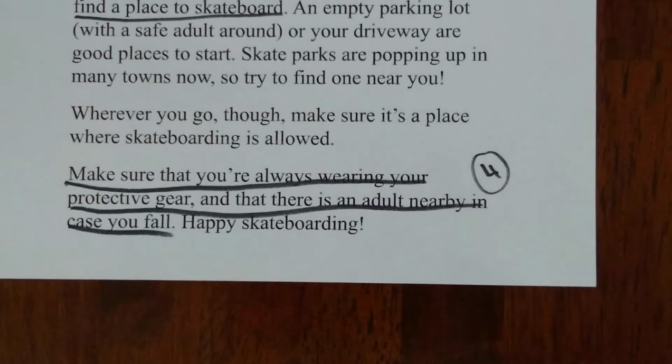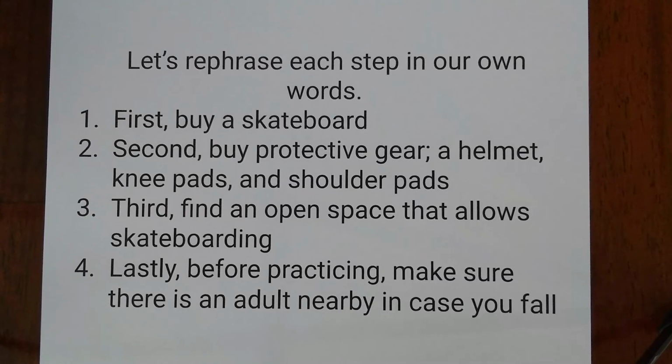Amazing work, everyone. Now that we know the steps from the short story, let's rephrase each step in our own words. So first, we buy a skateboard. Second, buy protective gear, which includes a helmet, knee pads, and shoulder pads. Third, find an open space that allows skateboarding. And 4, lastly, before practicing, make sure there is an adult nearby in case you fall.